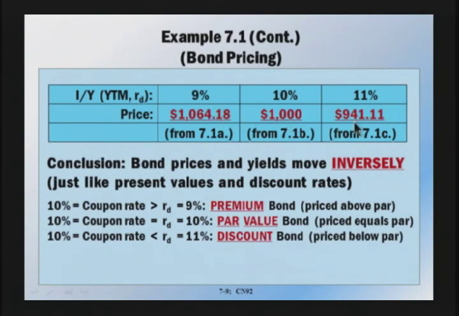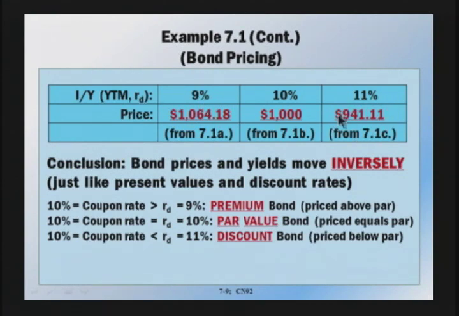We would have to pay whatever the market price is to buy the bond. If we could buy it at a discount of $941.11, we would expect to earn 11% on the 10% coupon bond. If we were willing to pay the premium price of $1064, we would be willing to accept only a 9% return on the 10% coupon bond. When you pay a premium price for the bond, it shouldn't surprise you, your yield will actually be below the bond's coupon rate. You're paying a premium, your yield will be below the bond's coupon rate.